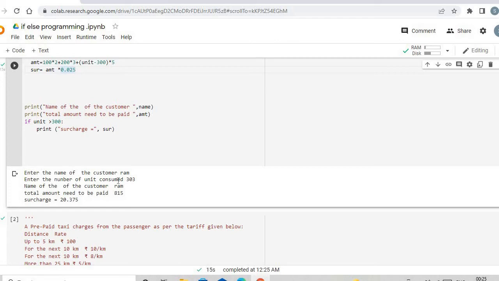Some mistakes I had made in the previous program have been corrected. What is the mistake? The problem says that if my unit is more than 300, then I have to print the searches also. I did not use this condition last time, so I made these corrections. Hopefully you have understood the problems, what the mistakes are and what correction is to be made.